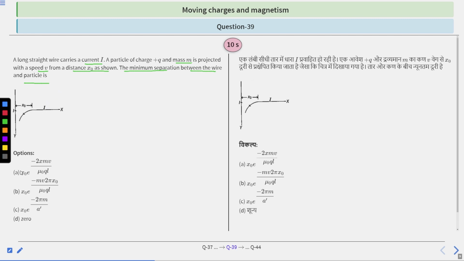So which option is correct? Option A, option B, option C, or option D? You have 10 seconds to solve this question. After 10 seconds, we will provide the solution of this question. Let's find the solution.